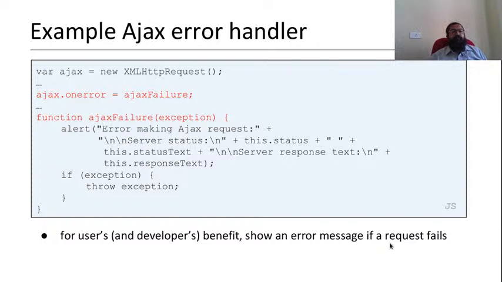So it can be like this. For example, ajax.onerror, and the function that we are going to use is called ajaxFailure. So function ajaxFailure, then you have the exception as the parameter, so that you will be able to write the handler for onerror.